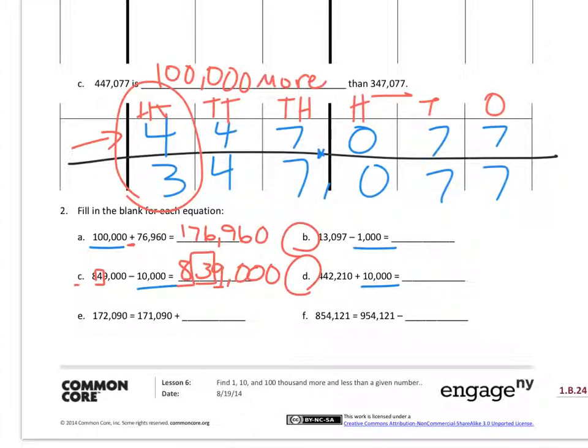When students get here, they're finding the change in value. So we see here that the value is the same in the hundred thousands, same in the 10,000s, but we see a difference in the thousands place. It's a difference of 1. So we know that if it's a difference of 1, they've added 1,000.